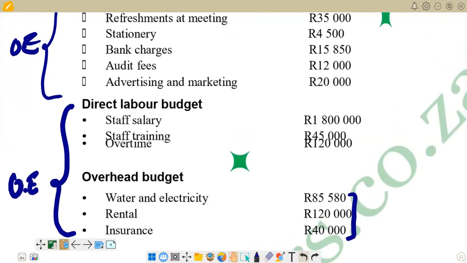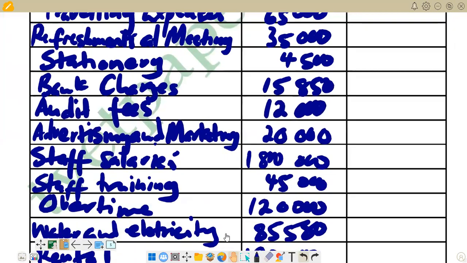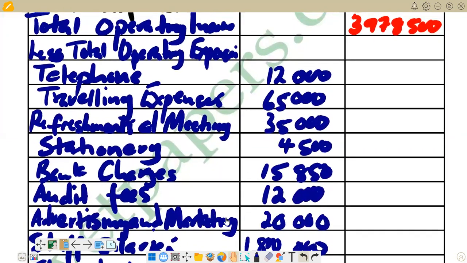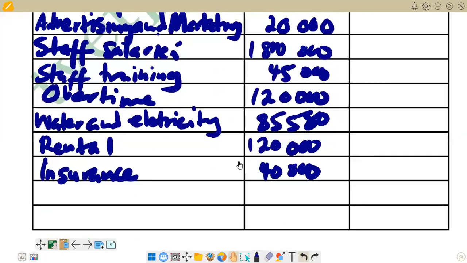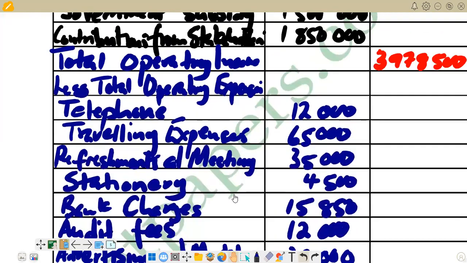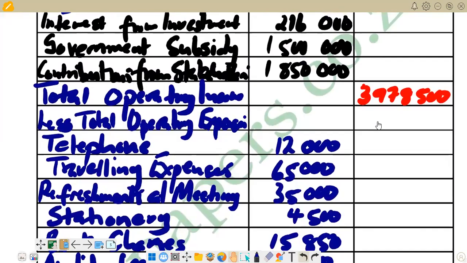So in this case now, we go back and add the total. So what are we going to do? We are going to start there. The figures that we have from telephone, we add them all, going down to insurance. And then the total that we're supposed to get there will come here in line with our total operating expenses here. If you add, the total that you are supposed to get there is 2,374,930.